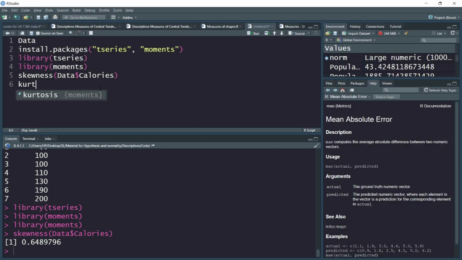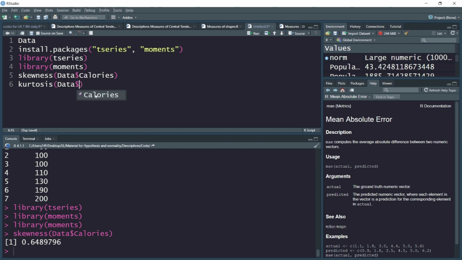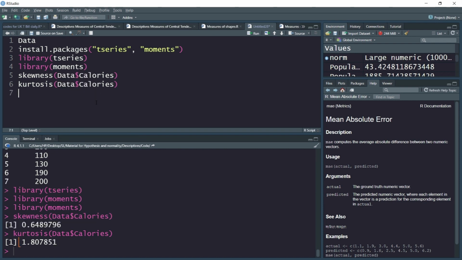Similarly, I can compute the kurtosis for this data. Notice the kurtosis for this data is 1.807, which is less than 3. That is, a normal distribution, or a distribution like normal distribution, has a kurtosis of 3. So it seems it has a peak which is lower than a normal distribution.